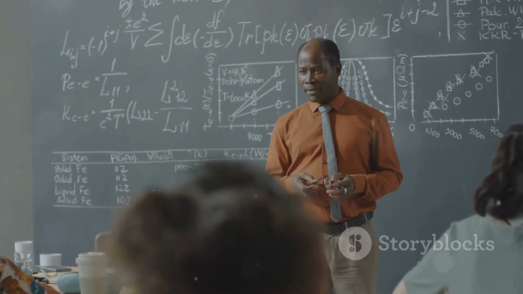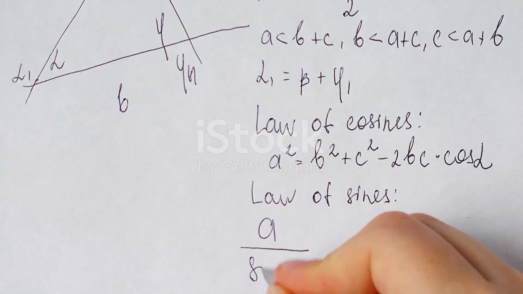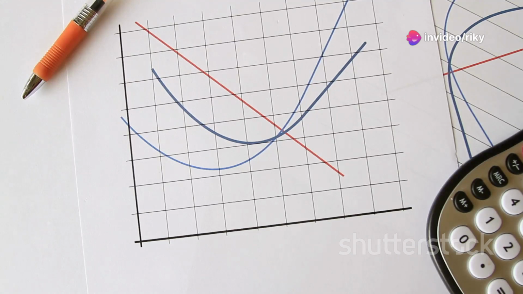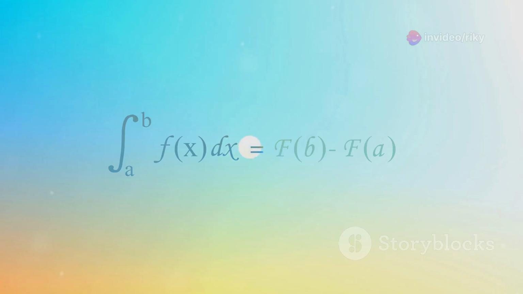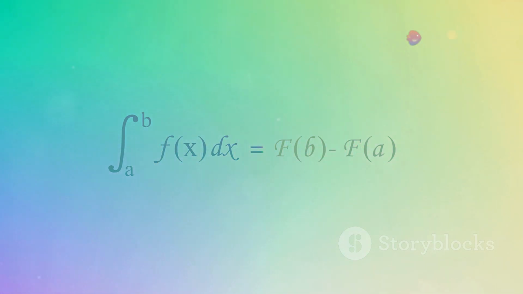Section 7. The intermediate value theorem, connecting the dots. The intermediate value theorem, or IVT, is a powerful theorem that relates to continuity. It states that if a function is continuous on a closed interval [a, b], and if c is any number between f(a) and f(b), then there must exist at least one number x in the interval [a, b] such that f(x) equals c.